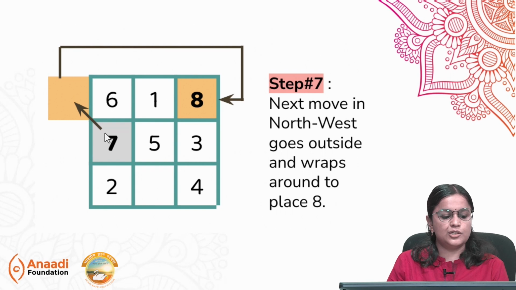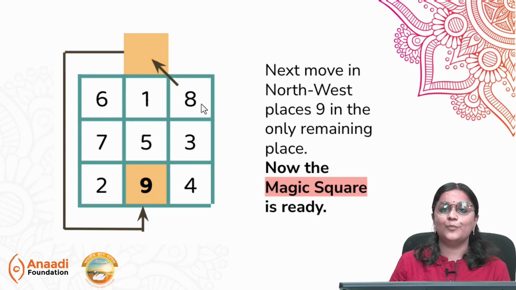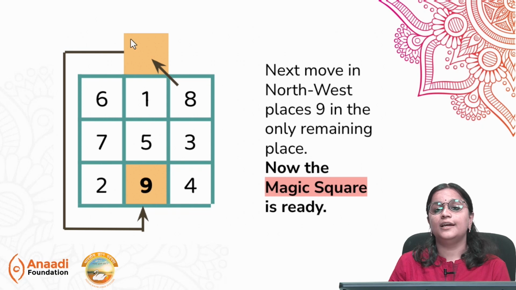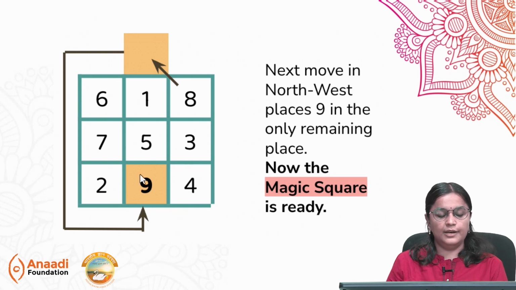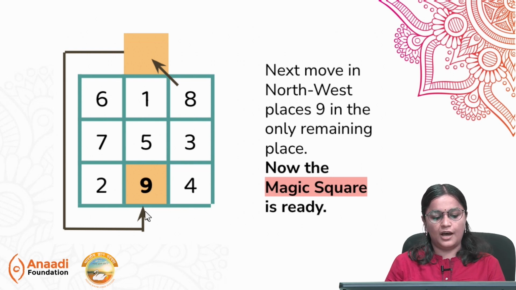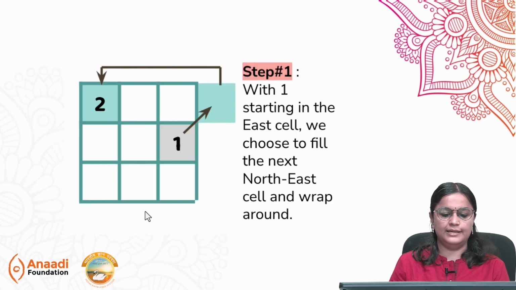Now, from the position of 7 again, we try going northwest and place 8. 8 gets wrapped around and comes here on this side. And finally, from 8, if you go to the northwest, it is falling outside the remit of our square. We wrap it around and bring it down to the remaining place. Our magic square is now ready.